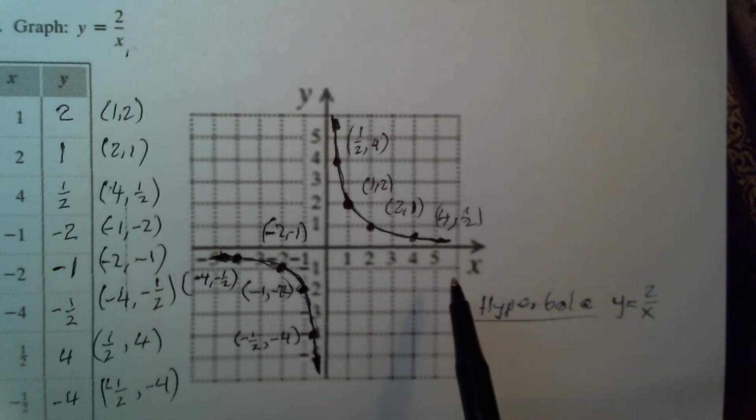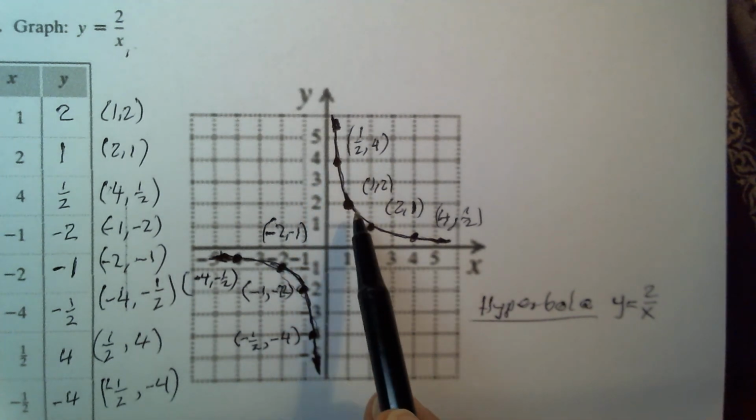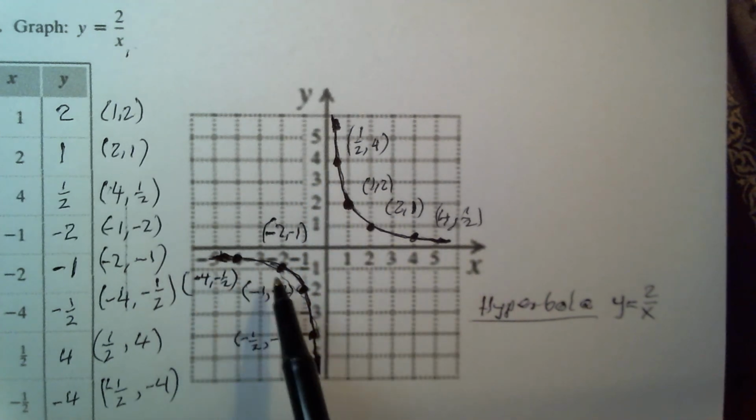Please note that this hyperbola has two branches, one on this side and one on the other side, all from the same equation.